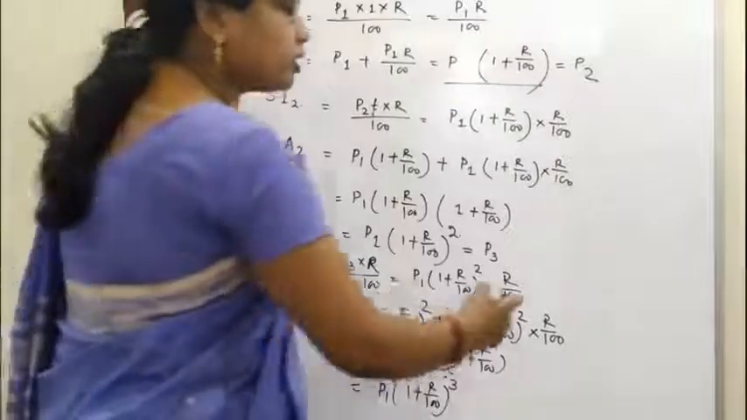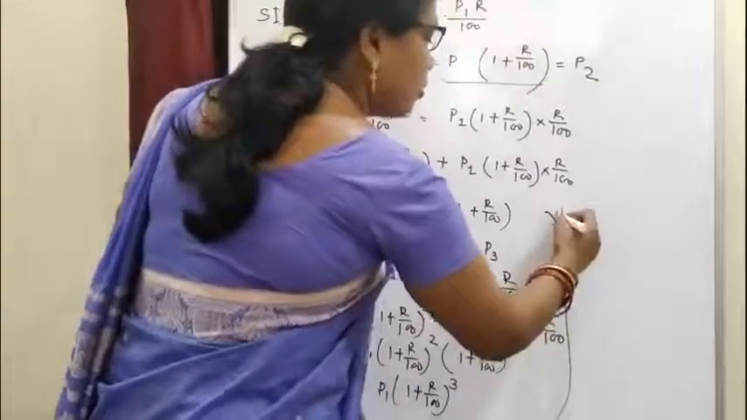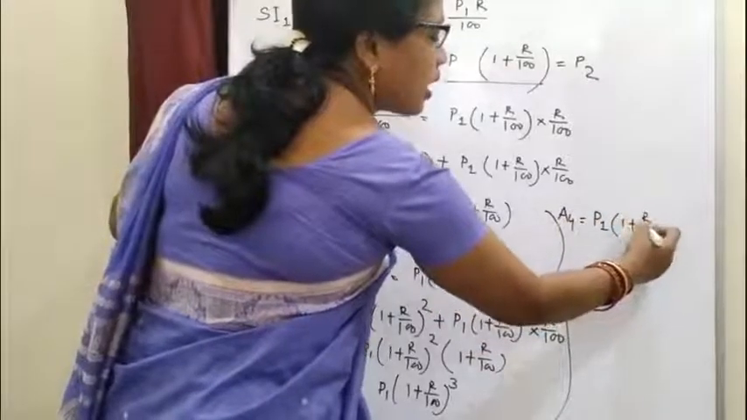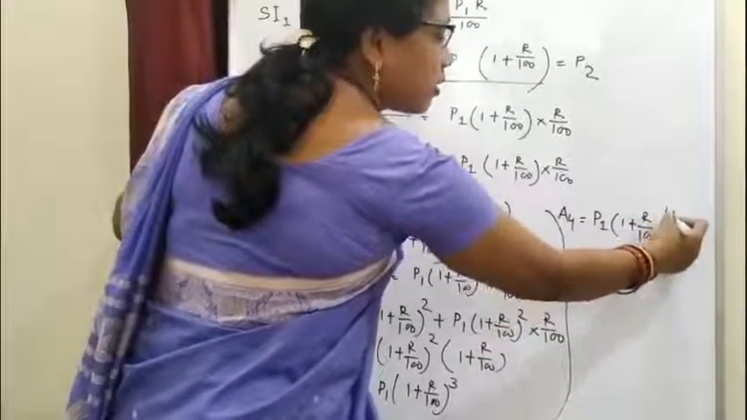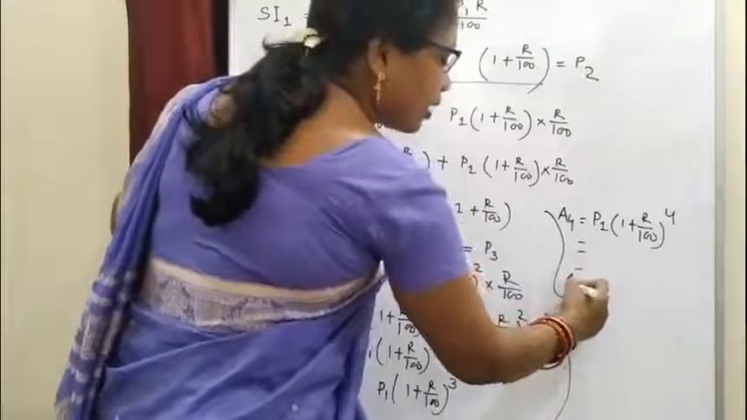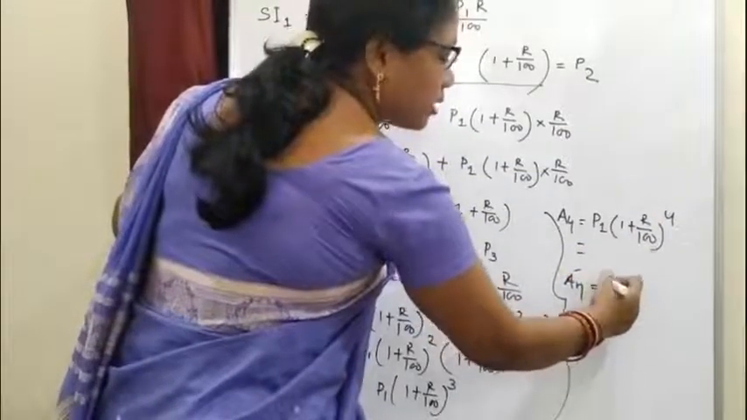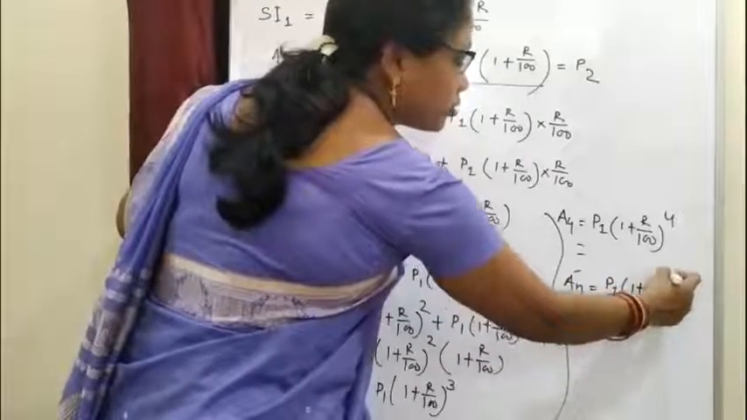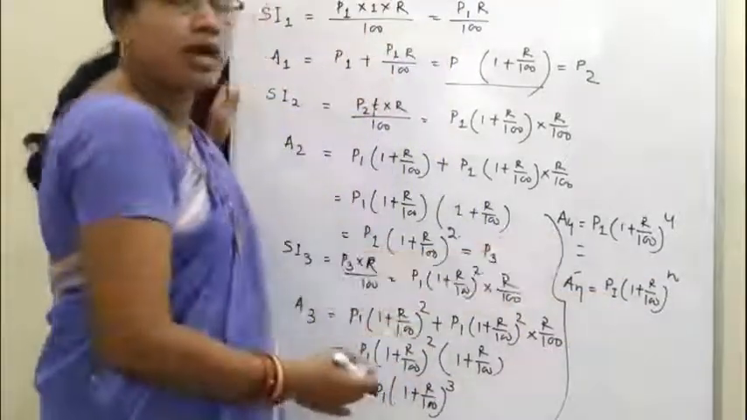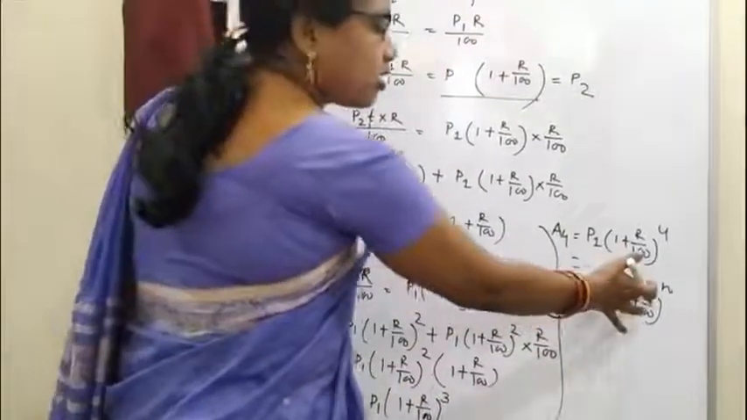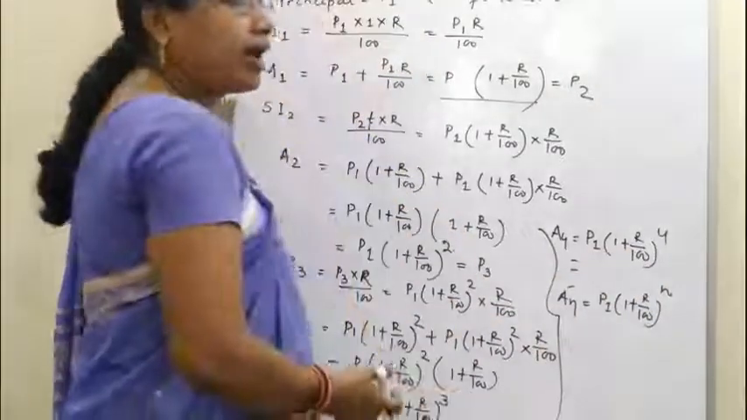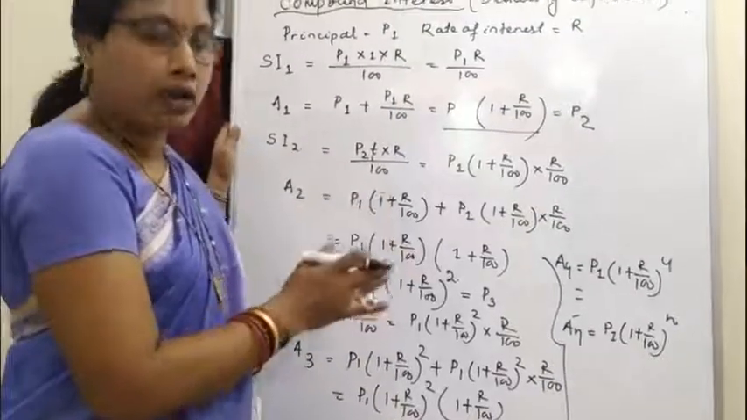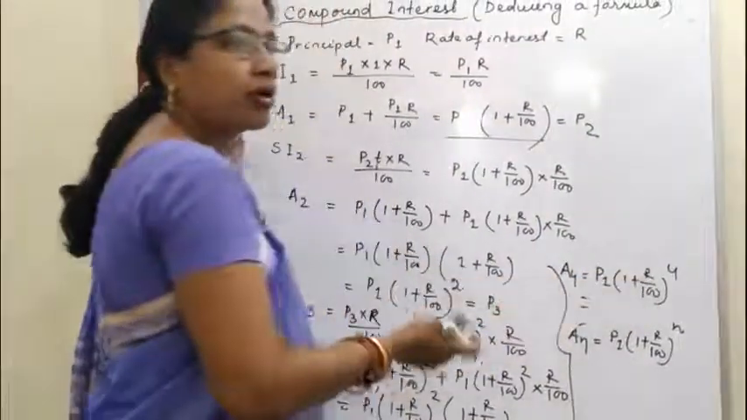If we continue this, then A4 is equal to P1 whole into (1 plus R by 100) raised to the power 4. If we continue for the nth year, then An is equal to P1 (1 plus R by 100) raised to the power n, where P1 is the principal, R is the rate of interest, and n is the time period. That means if the interest is compounded annually, n is the number of years.